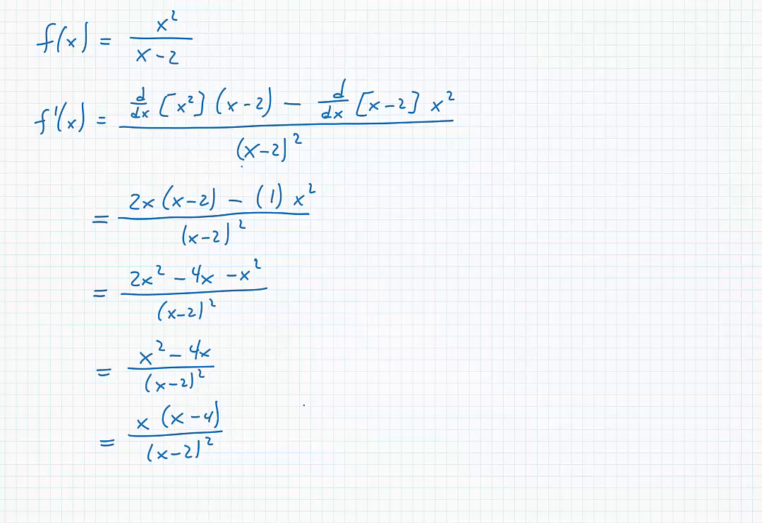Everything's completely factored. There are no common factors in the top and the bottom, so we can't simplify anything. So that's our derivative. The derivative of x squared divided by x minus 2 turns out to be x times x minus 4, all divided by x minus 2 squared.